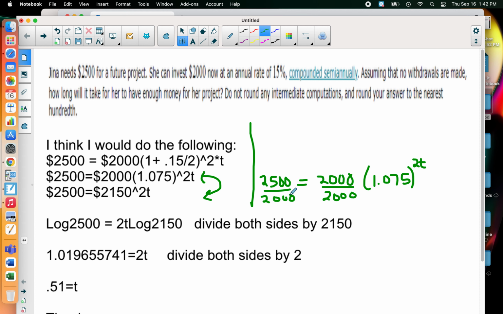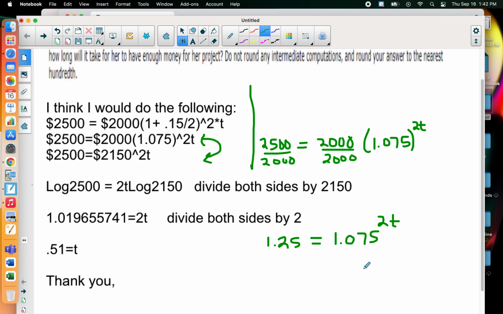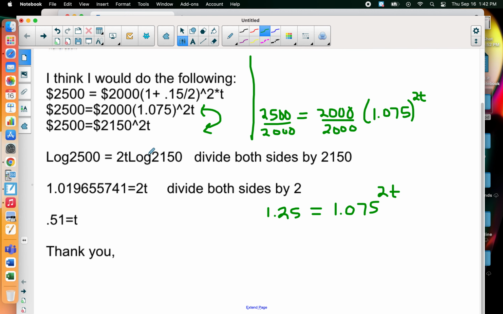All right, so when we divide 2,500 by 2,000, that gives us 1.25. So we'll come down here and write that 1.25 is equal to 1.075 raised to the 2t power. Now we're going to put a log on each side. And I love the way you put those logs. That's exactly the way it should be done.